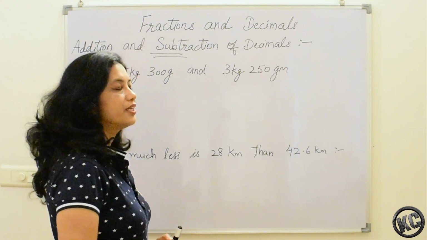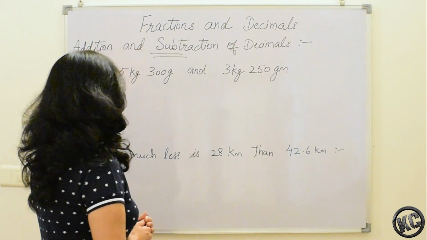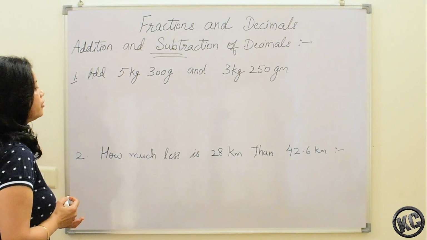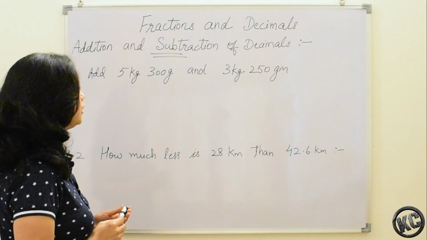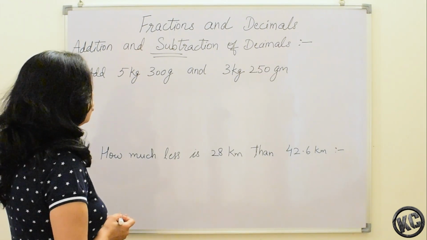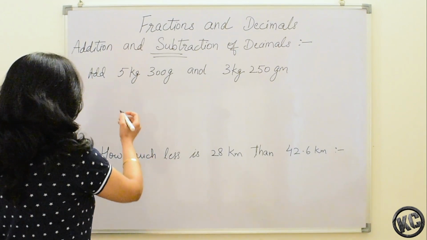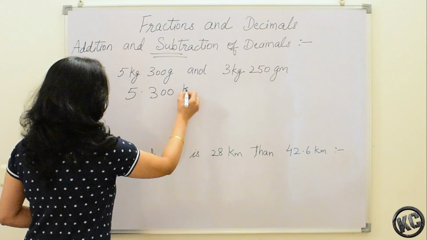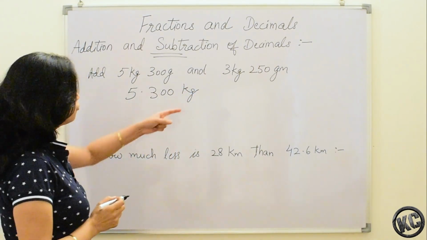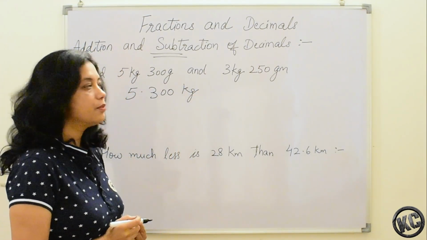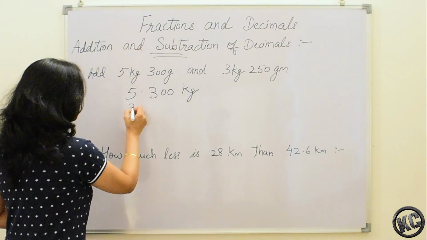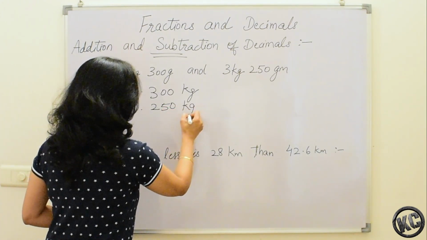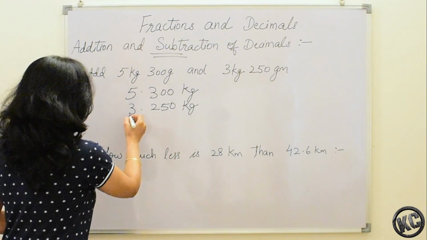Now let us do addition and subtraction of decimals. See, we have a question. Add 5 kg 300 grams to 3 kg 250 grams. Now let us write them in decimal form. 5 kg 300 grams can be written like this. Now we will write this also in the decimal form. 3 kgs 250 grams is this. Now we will add them.